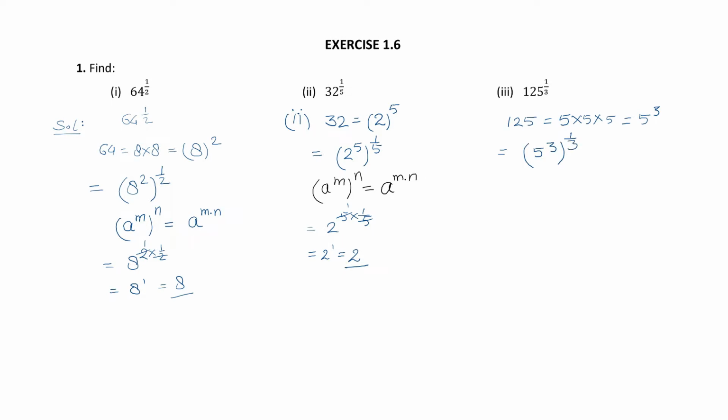So again we will use the same identity, that is (a to the power m) to the power n is equal to a to the power m times n. So यहाँ पे हमें मिलेगा 5 की पावर 3 into 1/3. So again 3 1 जा 3. So equal to 5 की पावर 1, and 5 power 1 is 5.